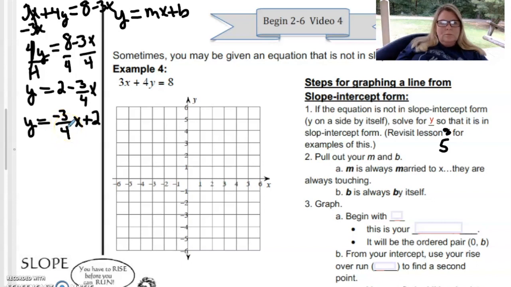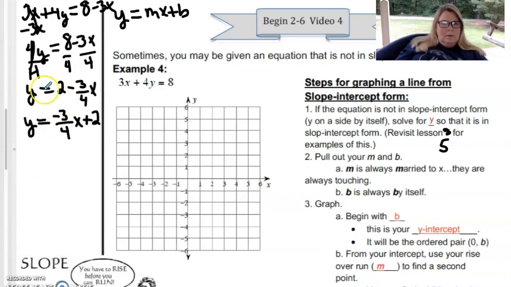So if we look at this, now that we've got it in slope-intercept form, we can pick out the m and the b. Over here on our steps, to graph, we begin with our b, which is the y-intercept. After we get that, we're going to need our slope, which is our rise and our run. That's our m value. So I'm going to go ahead and write those things down over here.